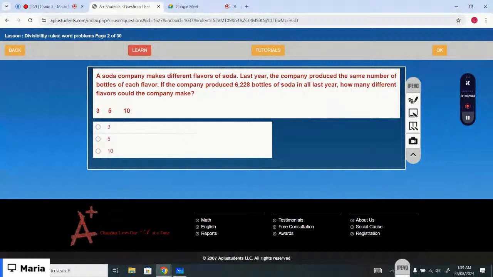A soda company makes different flavors of soda. Last year the company produced the same number of bottles of each flavor. If the company produced 6,228 bottles of soda last year, how many different flavors could the company make? So which is the correct option?